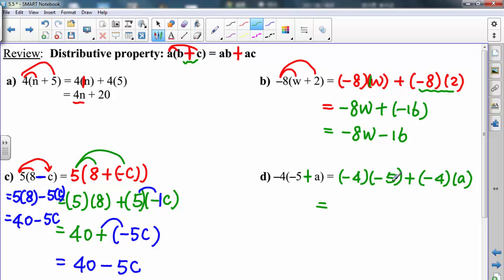Negative 4 times negative 5. Negative, negative become positive. Plus negative 4 times 1a. Negative 4 times 1 is negative 4, and keep the a in the multiplication. So we will have 20 for positive and the negative. Let's combine these two signs into one negative sign. So it's 20 minus 4a.